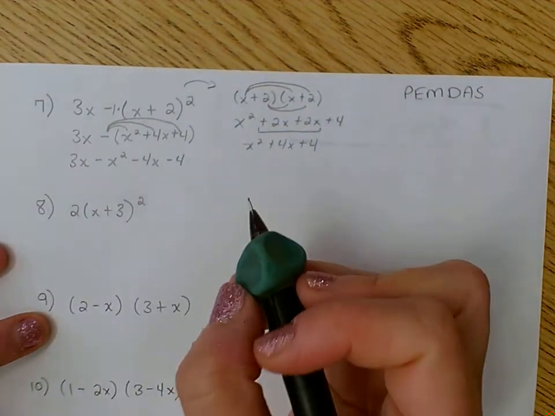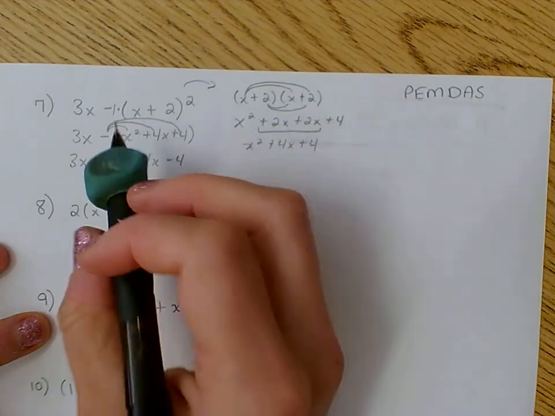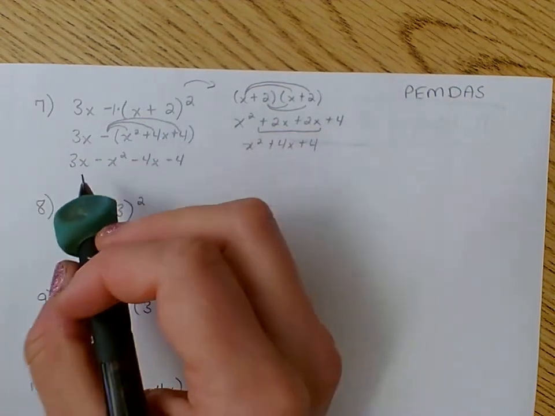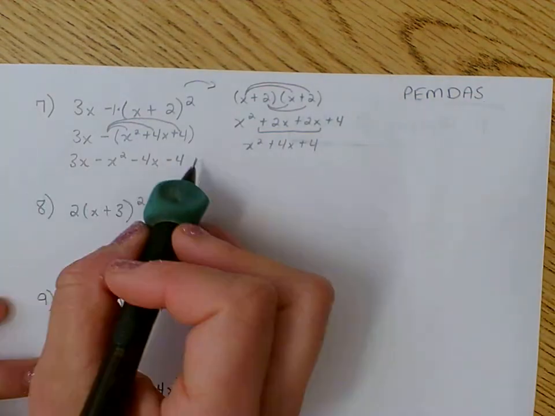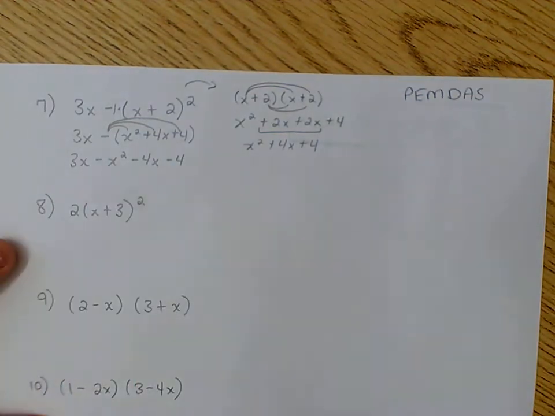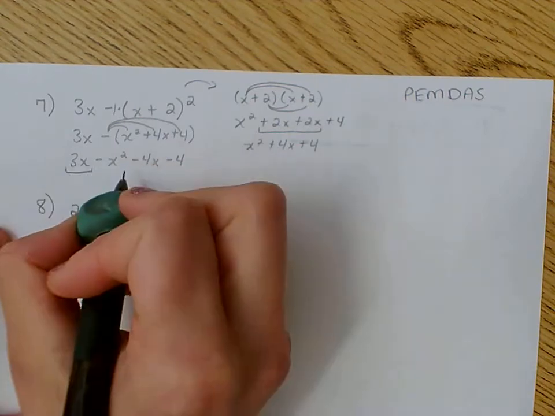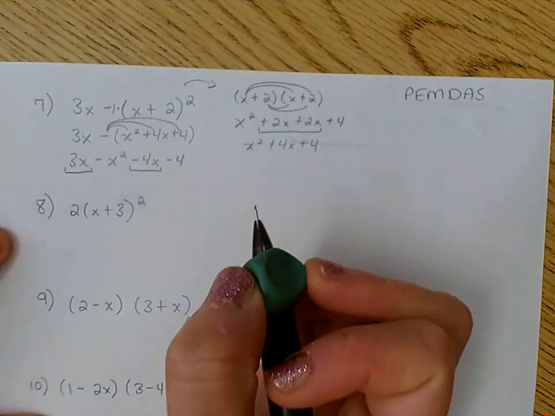So from there, we've multiplied it out, we did our exponent thing, now we're on to the adding and subtracting part. If there are any like terms, then you can combine them. And notice this 3x and that negative 4x are like terms.